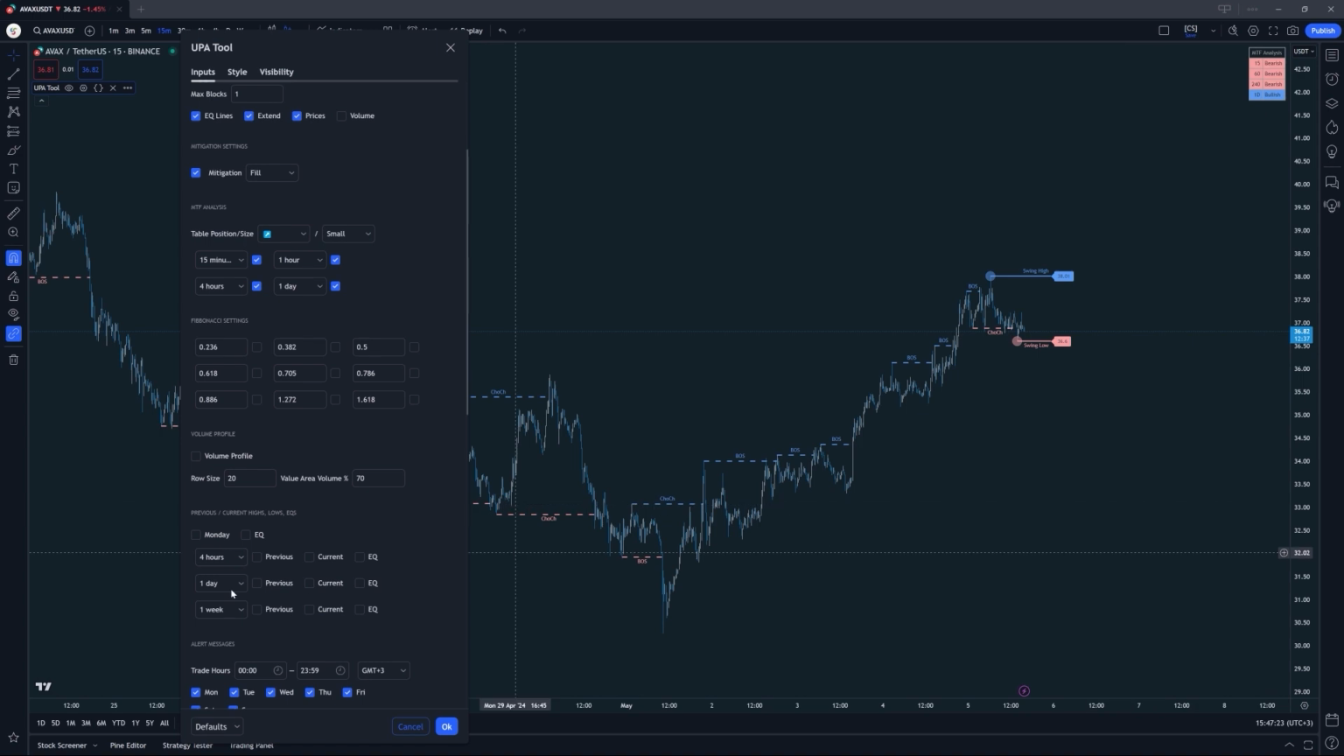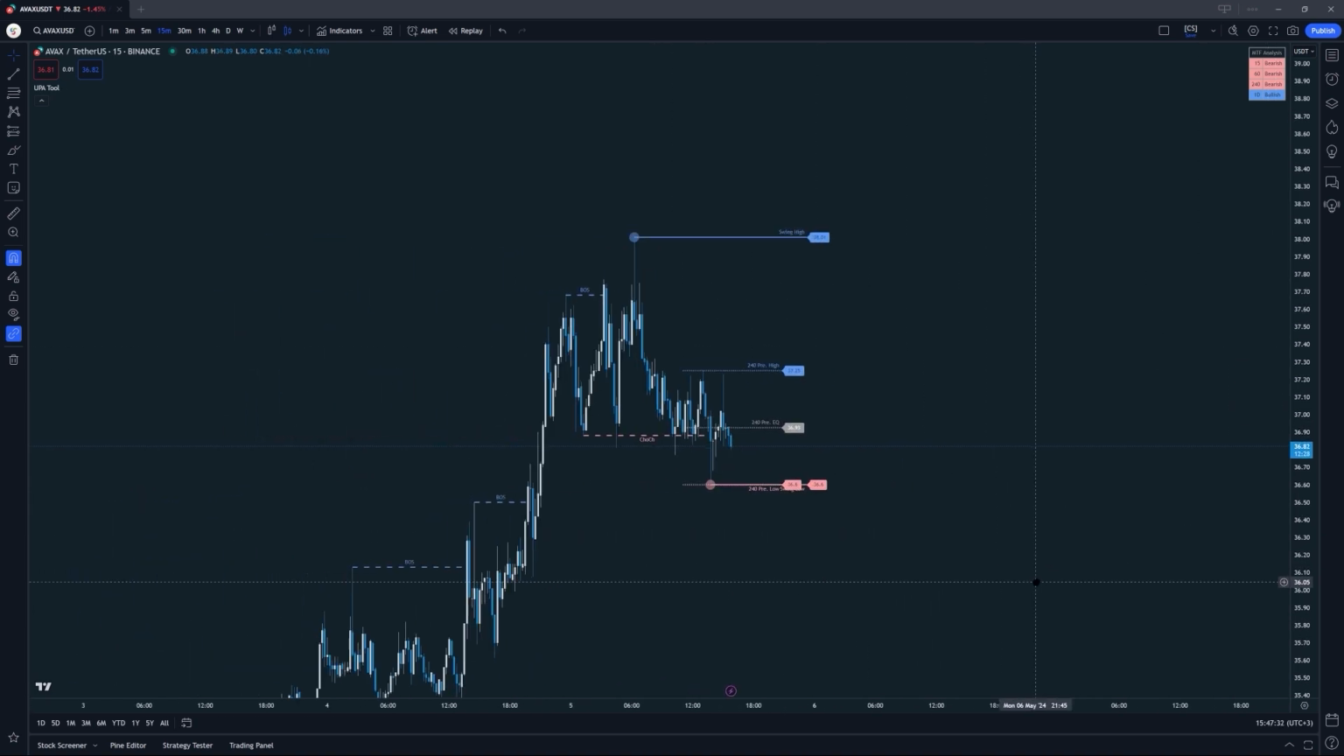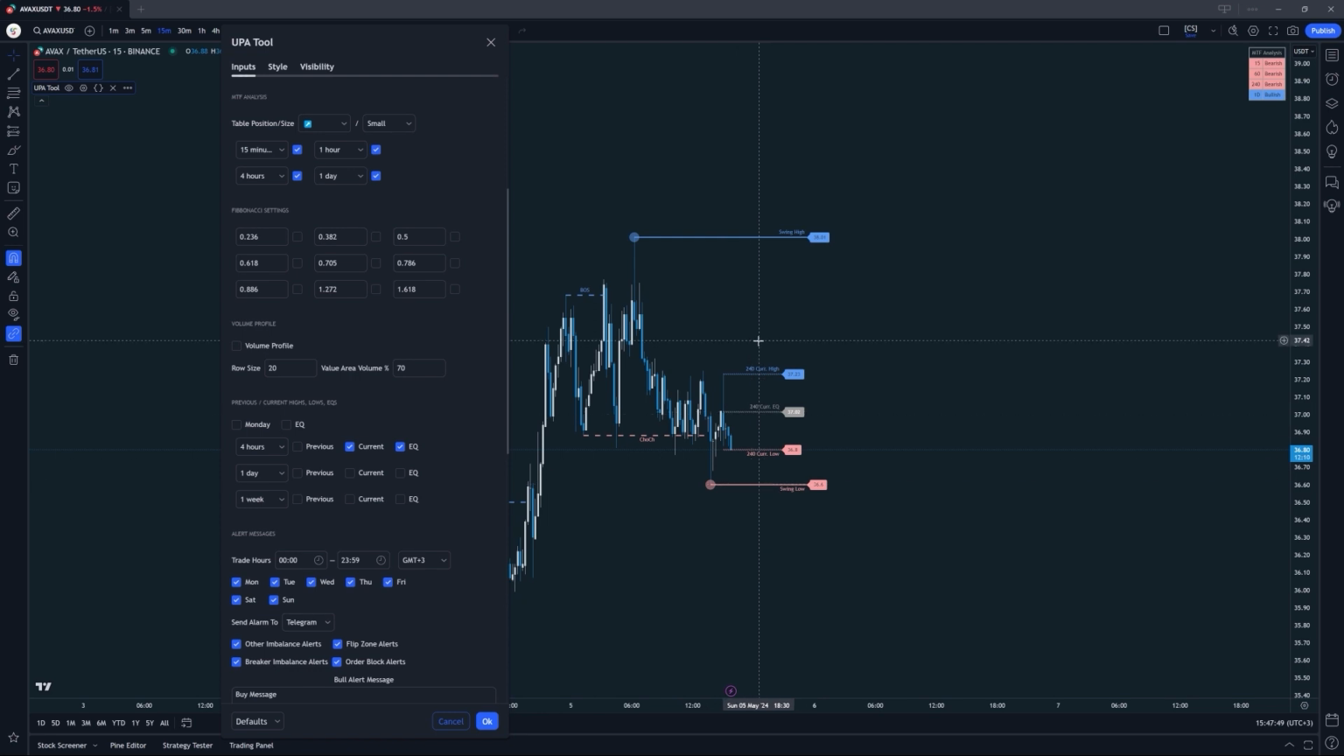Similarly, I mark the previous 4-hour interval and the EQ point. The previous 4 hours high point, low point and EQ point appeared on the graph. When we consider the current 4-hour interval, this is how we got our interval. You can change their time intervals as you wish.